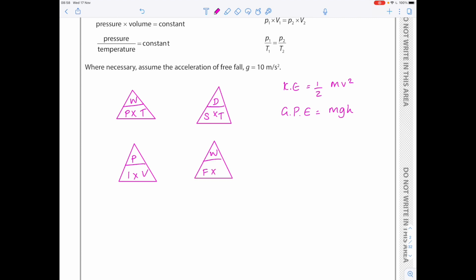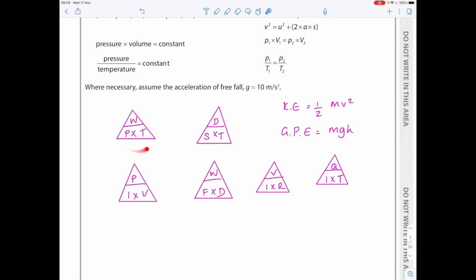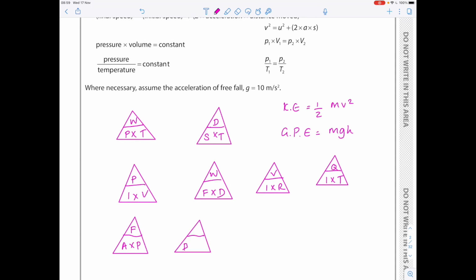Work done is force times distance. VIR, so voltage is current times resistance. Charge equals current times time. I've just realised they give you that one, but oh well, I'm fine that I've included it again. Force is area times pressure. Density is mass over volume.